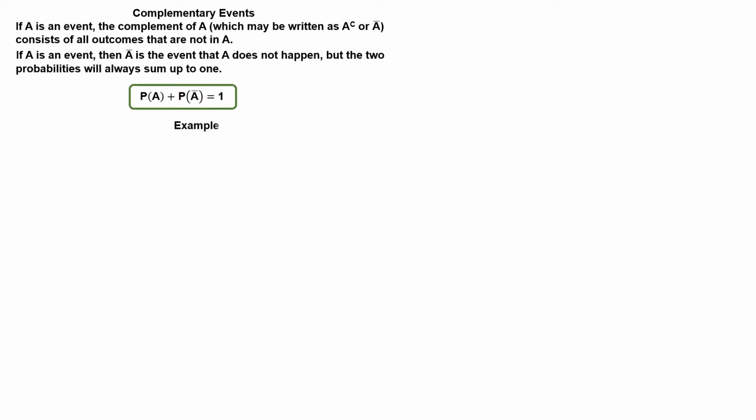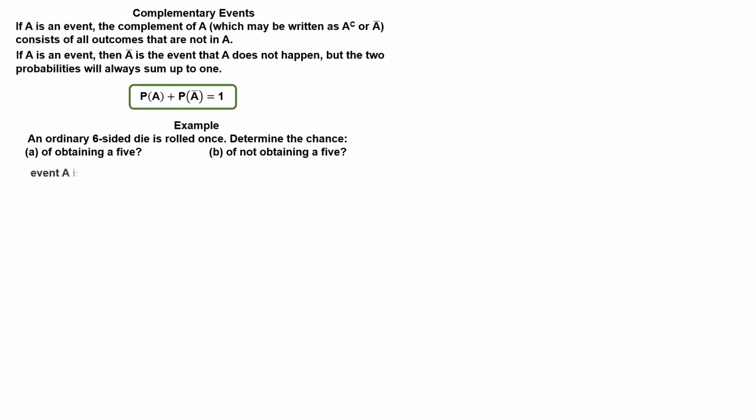Example. An ordinary 6-sided die is rolled once. Determine the chance of obtaining a 5, and of not obtaining a 5. The favorable outcome is 5. The number of favorable outcomes is 1. The probability of obtaining a 5 is 1 over 6.